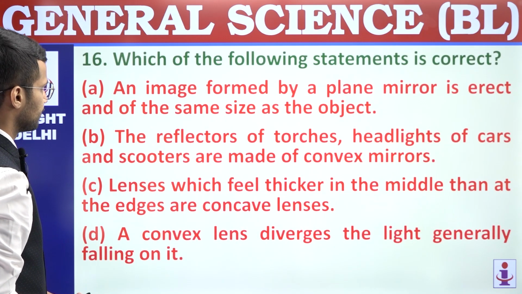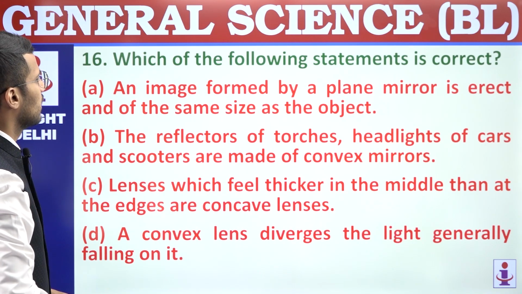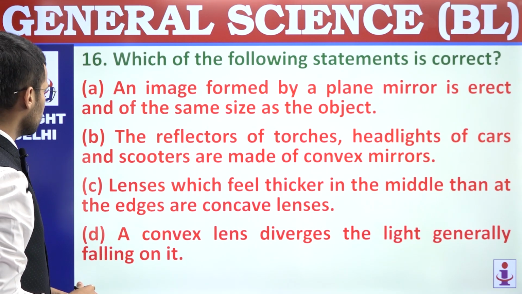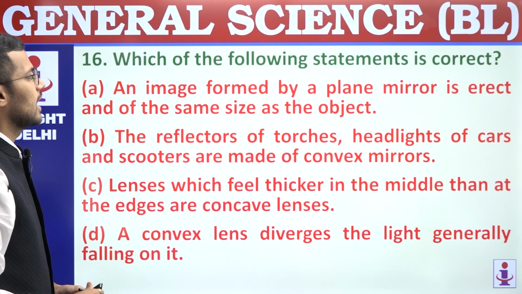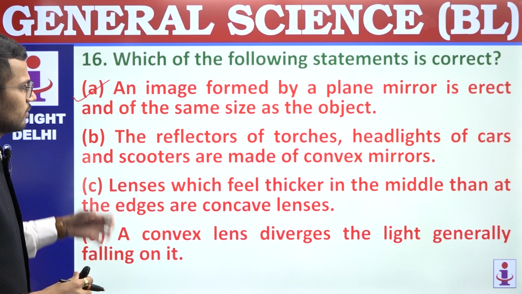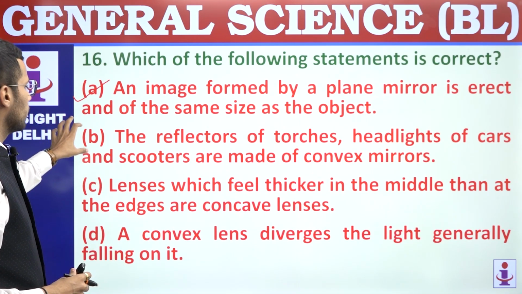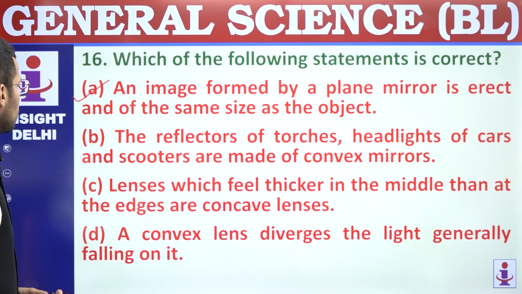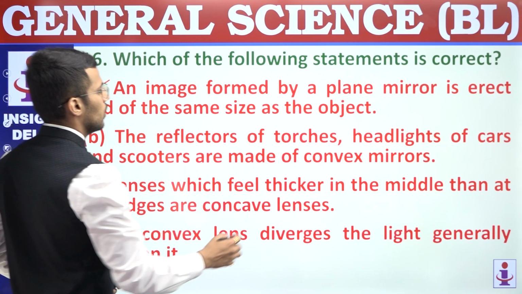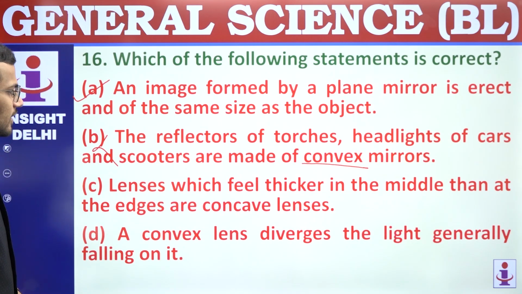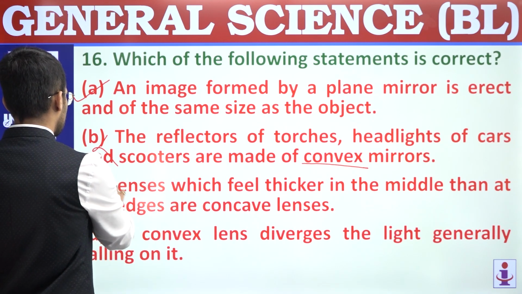Next, question number 16. Which of the following statements is correct? A, an image formed by a plane mirror is erect and of the same size as the object. So this is the correct statement, and hence it is our answer. Other statements are incorrect, but we'll consider those as well. B, the reflectors of torches, headlights of cars and scooters are made up of concave mirror, not convex. C, lenses which feel thicker in the middle than at the edges are convex lenses, not concave lenses.